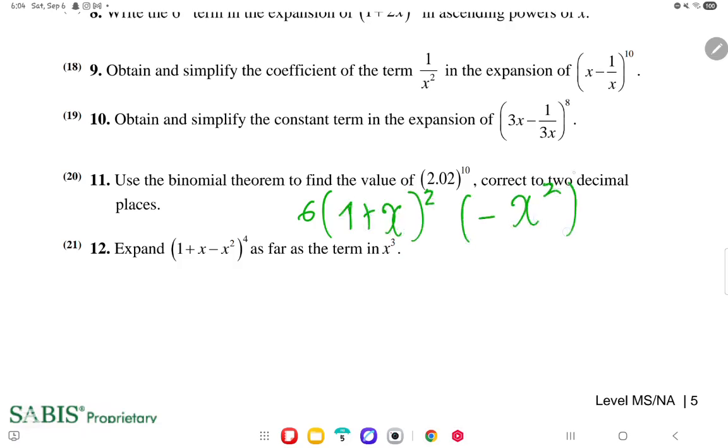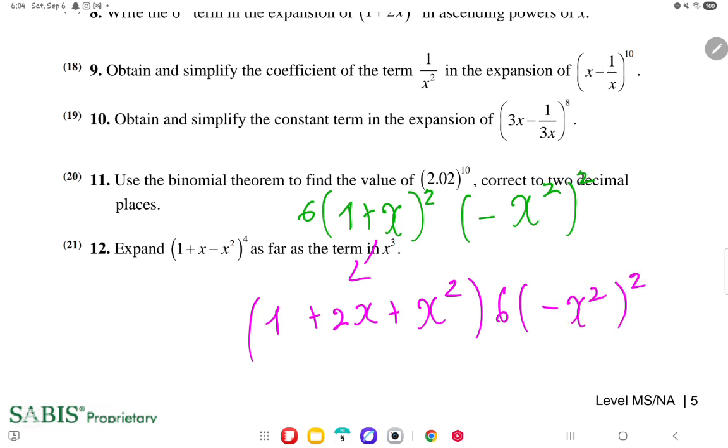Let us start first of all with this. It's going to be 1 squared, which is 1, plus 2 times 1 times x, plus x squared, okay? Times 6 times (minus x squared) to the power of 2. Anything to the power of even, you will remove the minus, okay? So basically, it's now x to the power of 4. So now we need to multiply. It's going to be 6x to the power of 4 plus 12x to the power of 5 plus 6x to the power of 6.